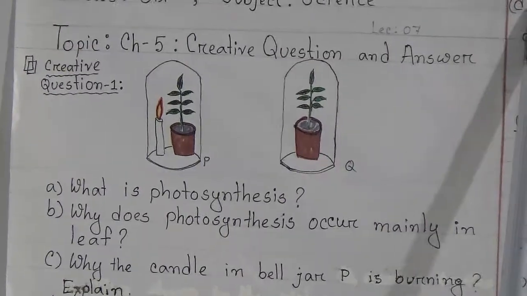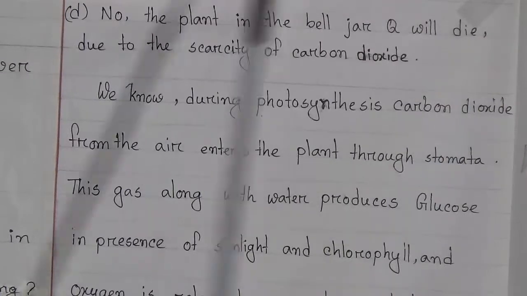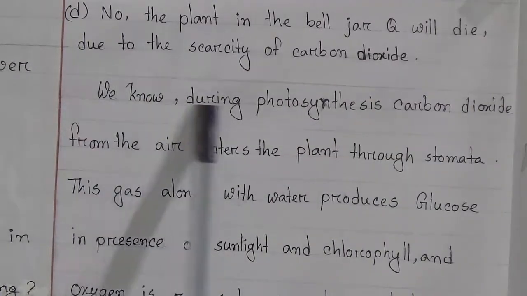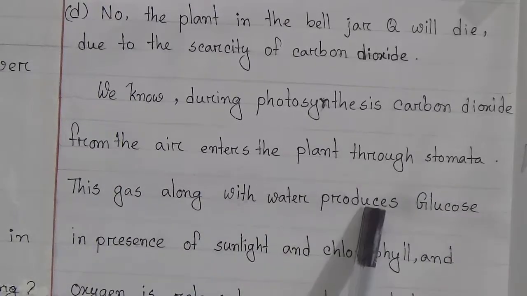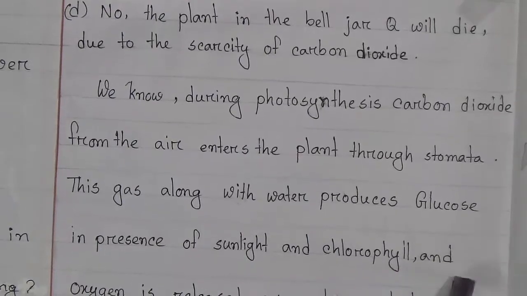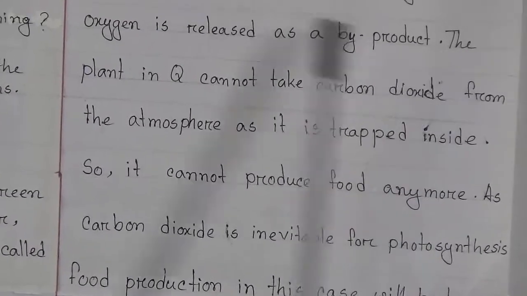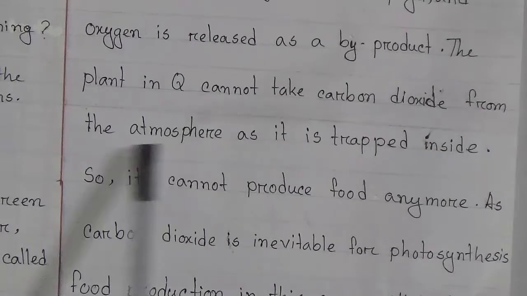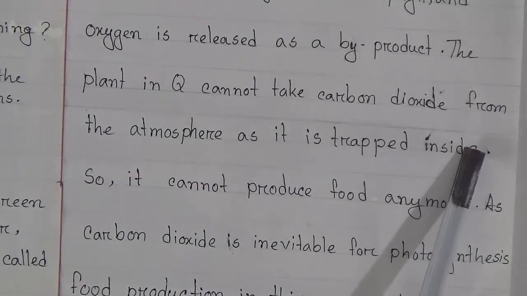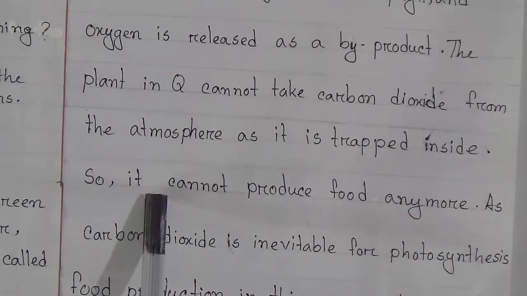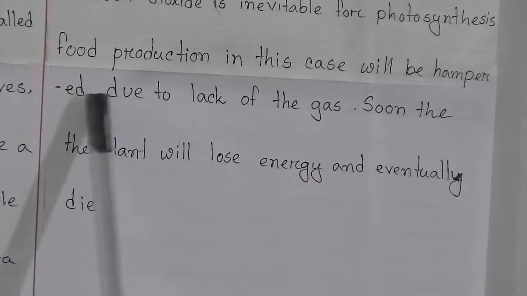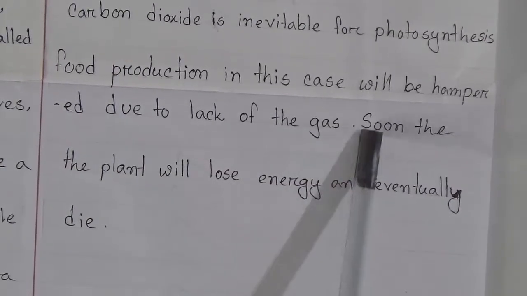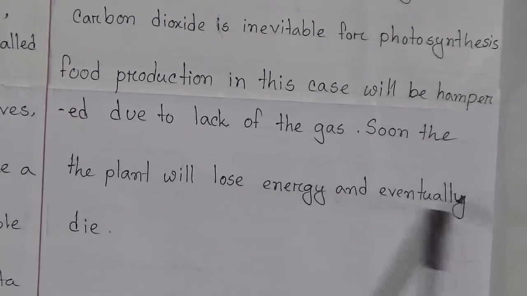The answer of D is no. The plant in the bell jar Q will die due to the scarcity of carbon dioxide. We know during photosynthesis carbon dioxide from the air enters the plant through stomata. This gas along with water produces glucose in presence of sunlight and chlorophyll, and oxygen is released as a byproduct. The plant in Q cannot take carbon dioxide from the atmosphere as it is trapped, that means inside the bell jar. So it cannot produce food anymore, as carbon dioxide is indispensable for photosynthesis. Food production in this case will be hampered due to lack of the gas. Soon the plant will lose energy and eventually die.